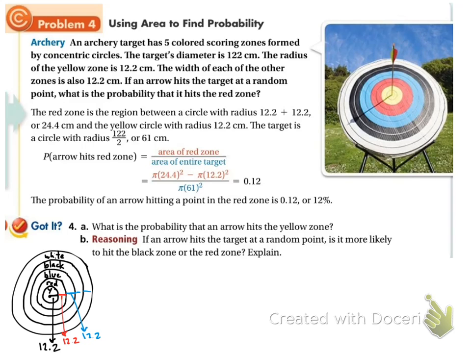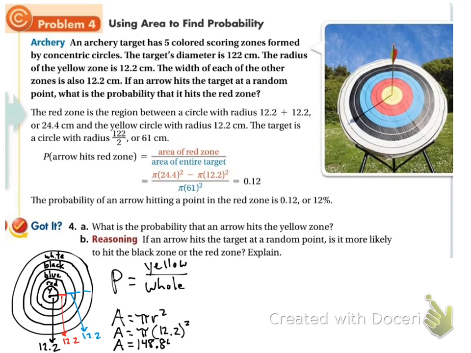So let's look at the problem they want us to do down here for our got it problem. What is the probability that an arrow hits the yellow zone? So yellow is the middle, right? So we're going to do yellow out of whole. We're working with circles here. The area formula for our circle, pi r squared. So we're given the radius of our yellow one, right? That was 12.2. So we get area equals pi 12.2 squared, and 12.2 squared is 148.84, and we'll leave pi in our answer, and you'll see why in just a second. So that's the area of our yellow part.